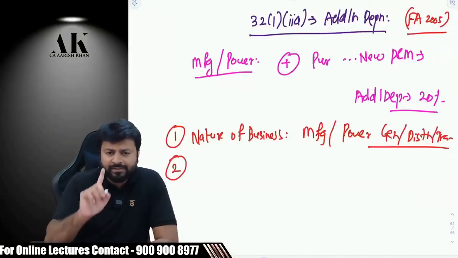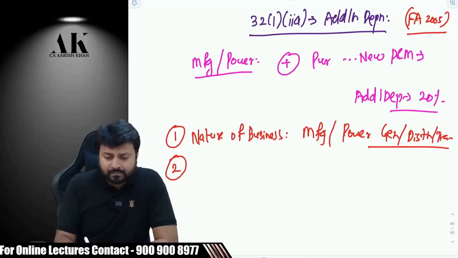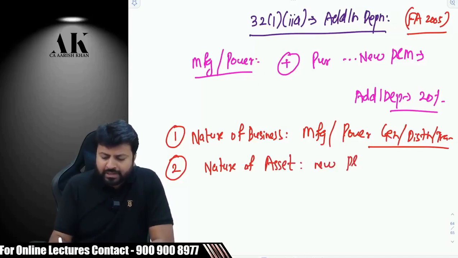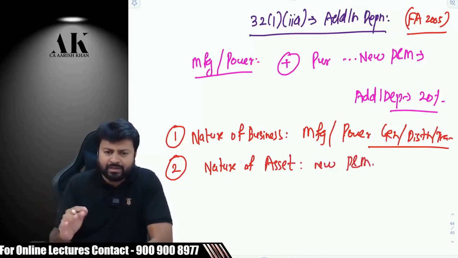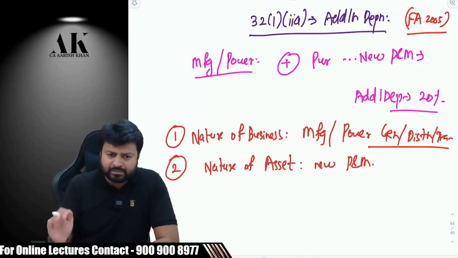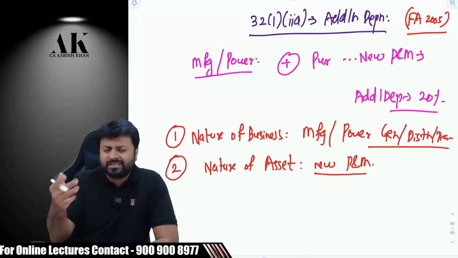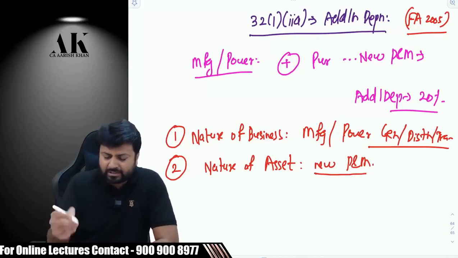Third condition, be very careful. To claim additional depreciation, I am supposed to buy what? I am supposed to invest in what? What is the nature of asset? New plant. I am supposed to purchase new plant and machinery, right? Some ships and aircraft, we'll come to the exception in a while, Palani. Just wait. We are supposed to purchase new plant and machinery except certain assets. We'll come to that in a while. That is the next discussion.